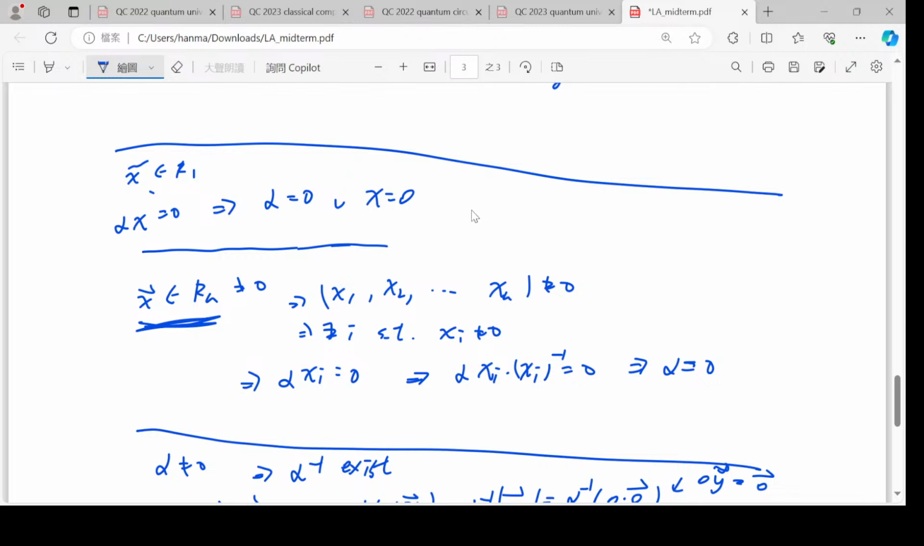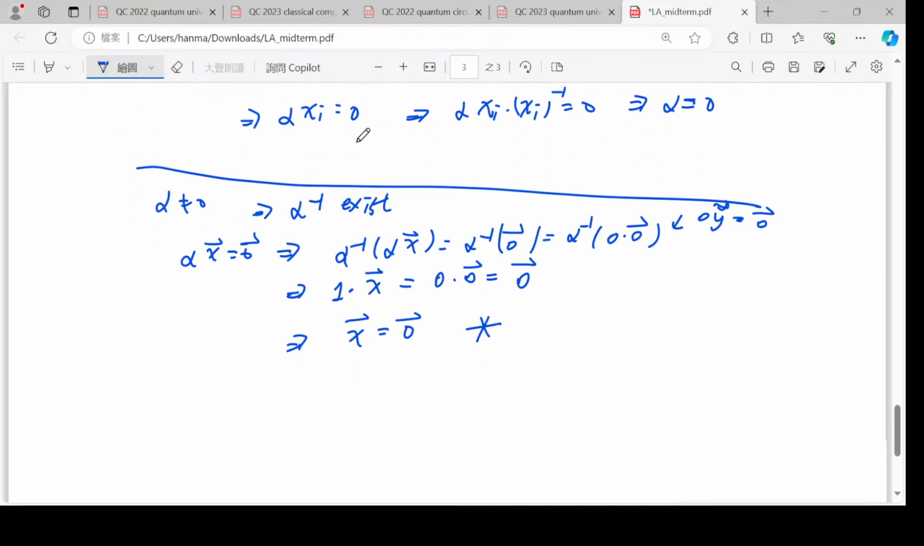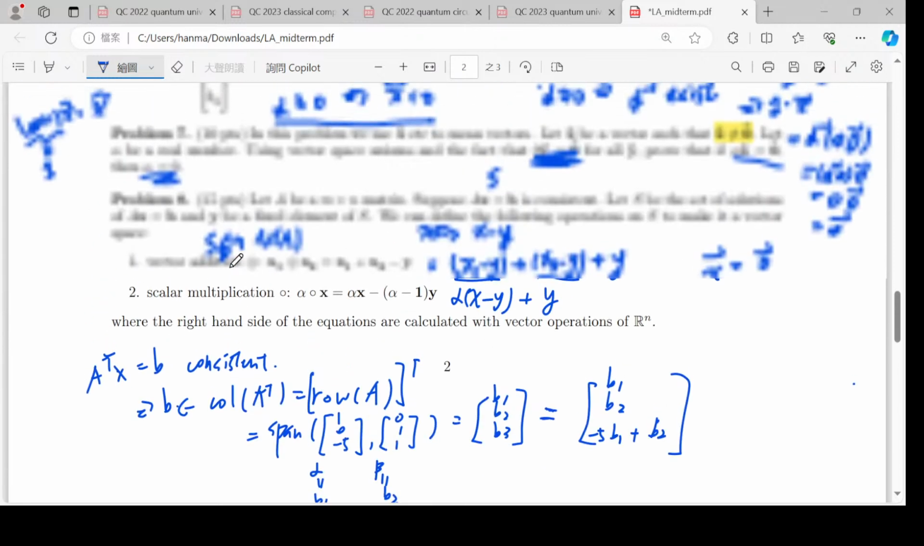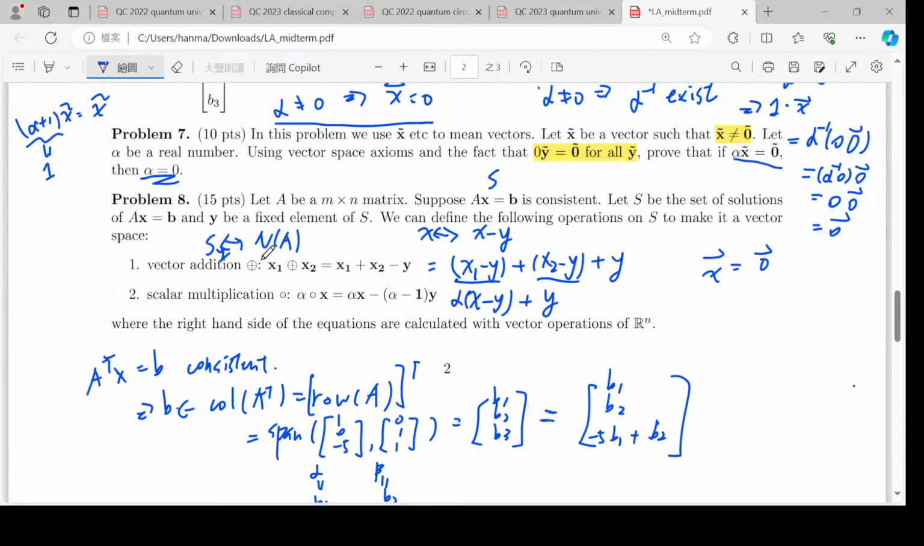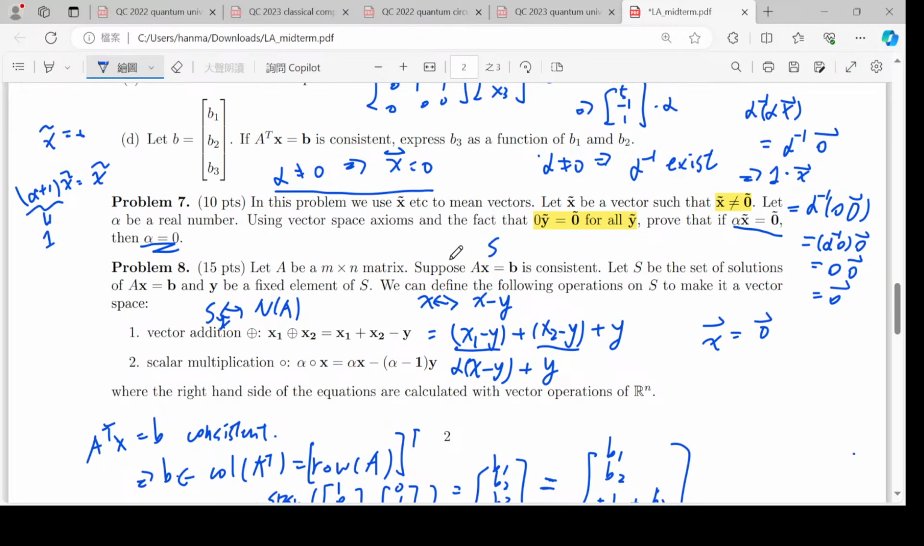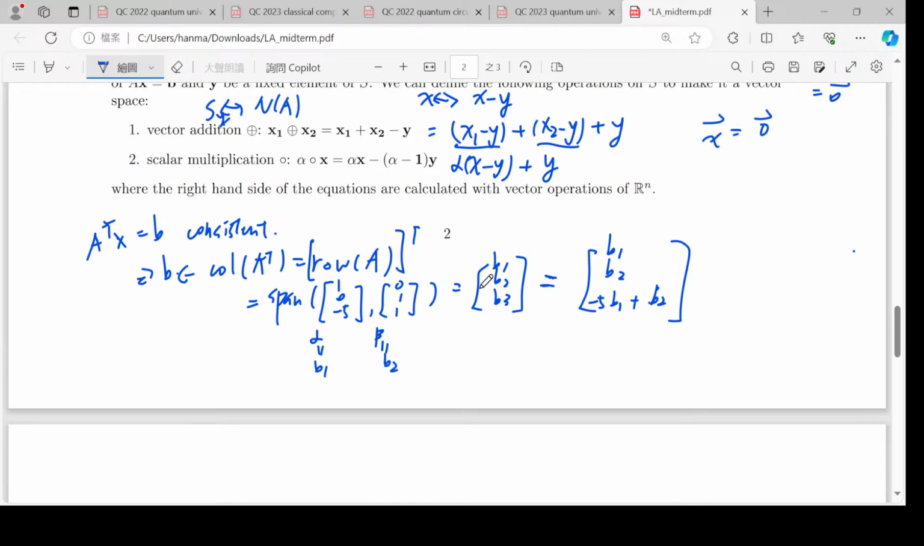So if you think about scalar, we are saying if alpha x is equal to 0 and x is not equal to 0, then we can have alpha minus 1 times alpha times x equal to 0, and then that has x equal to 0, and the contradiction. Okay, so that's this hard question. And problem 8, as we say, okay, 10 minutes exactly.